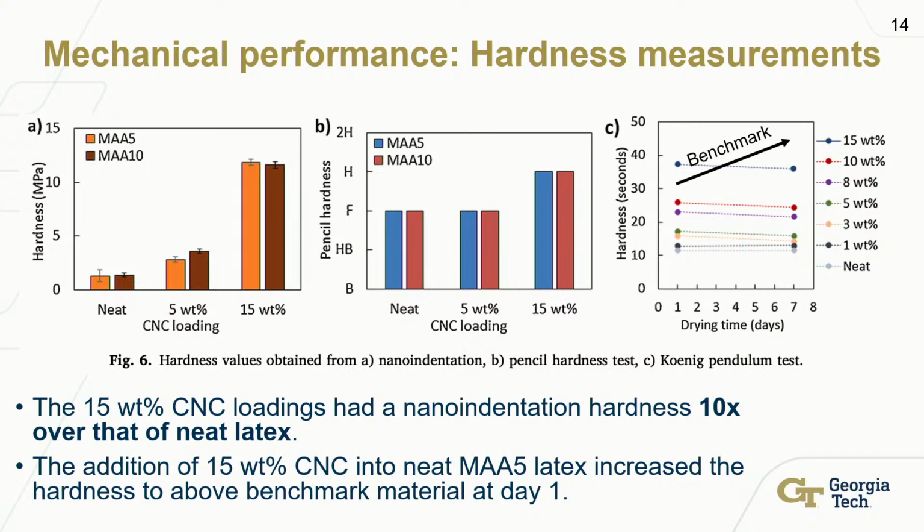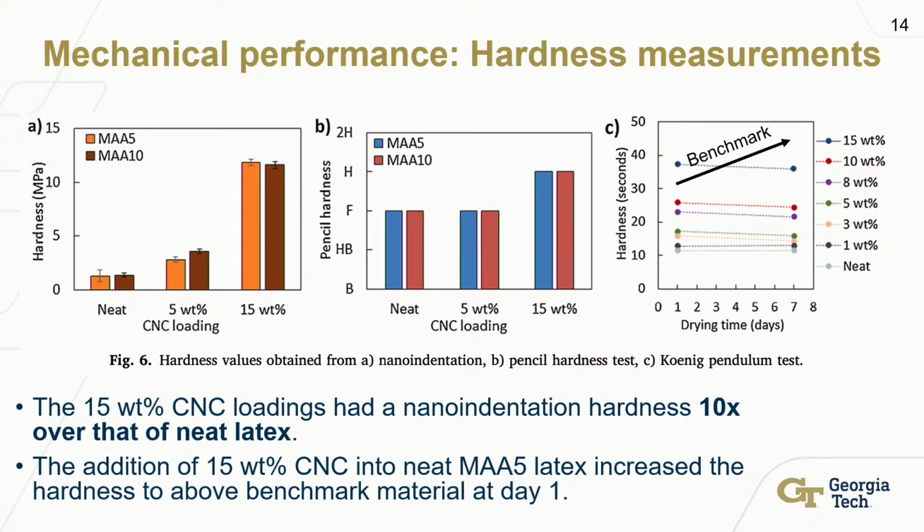Another way paint and latex are qualitatively scored in hardness is called pencil hardness. It's a test where literally a kind of pencil is used to write on the film, and the characteristics of the line are used to grade. Basically, the higher the letter is in the alphabet, the higher the hardness. So this is a significant jump from F to H. And finally, one of the tests that the industry uses is called Koenig hardness, or the Koenig pendulum test.